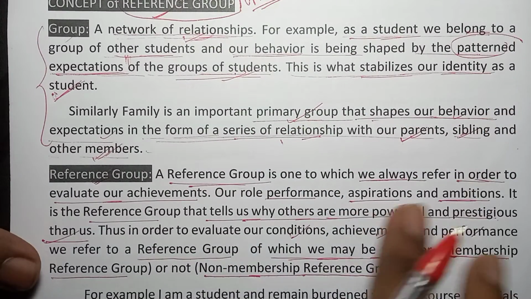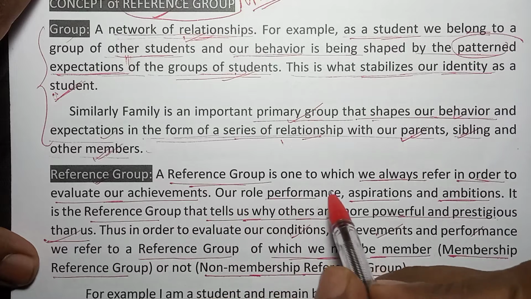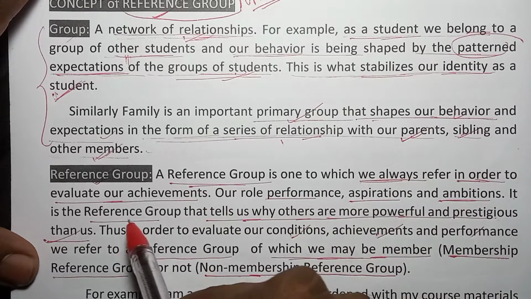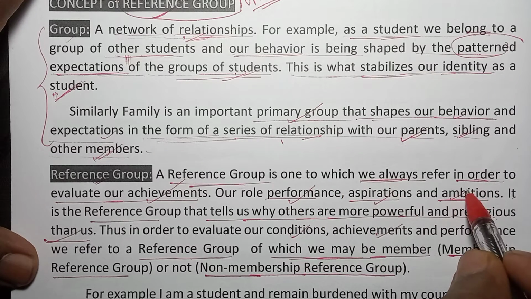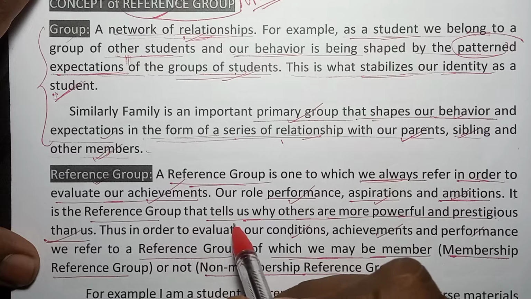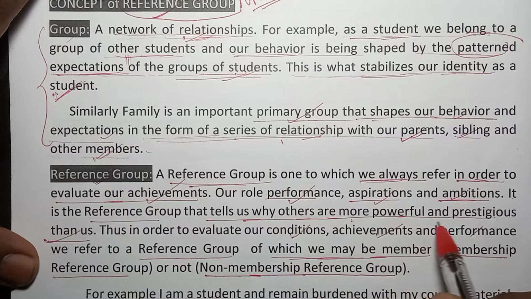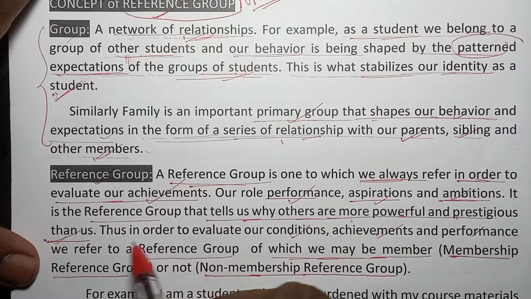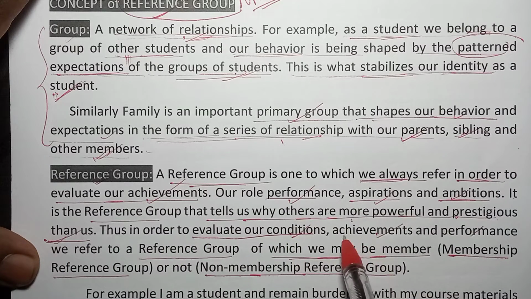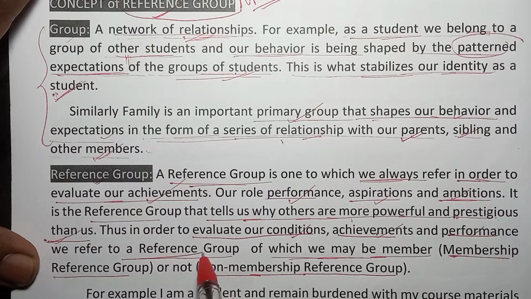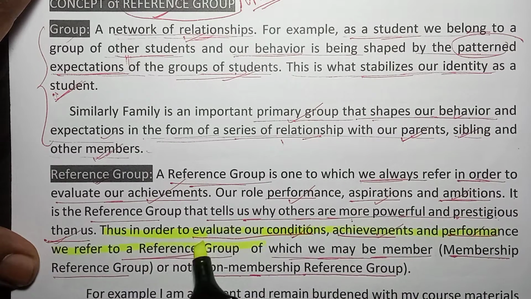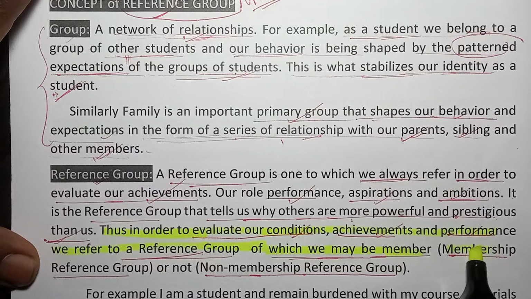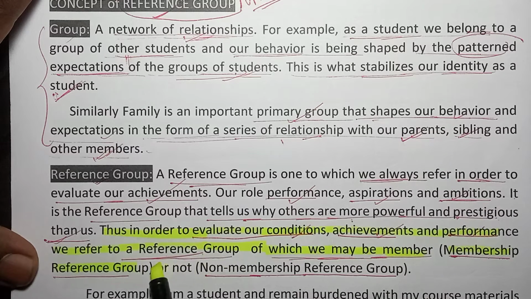Now, what is a reference group? A reference group is one to which we always refer in order to evaluate our achievements, our performance, aspirations and ambitions. It is the reference group that tells us why others are more powerful and prestigious than us. Thus, in order to evaluate our conditions, achievements and performance, we refer to a reference group, of which we may be a member, that means a membership reference group, or not a member, a non-membership reference group.